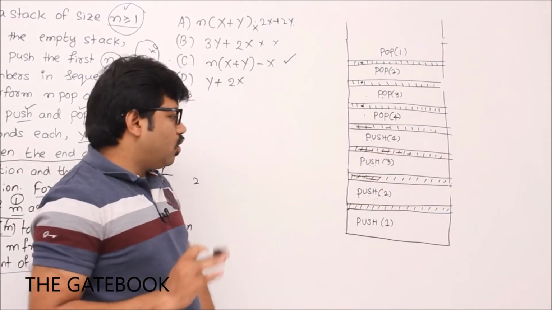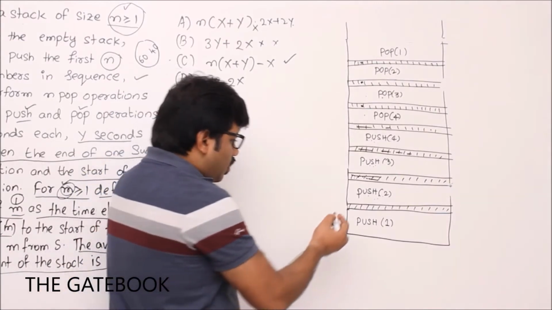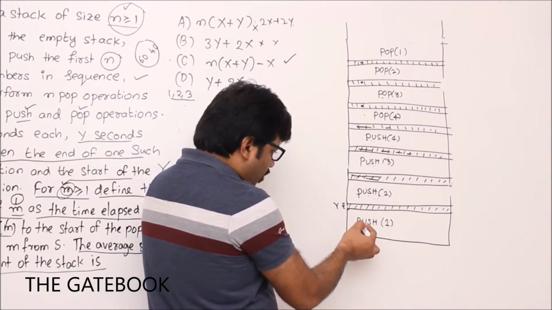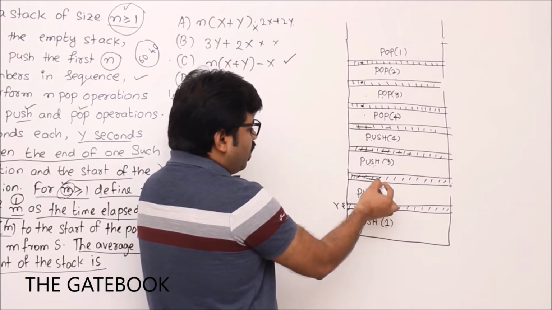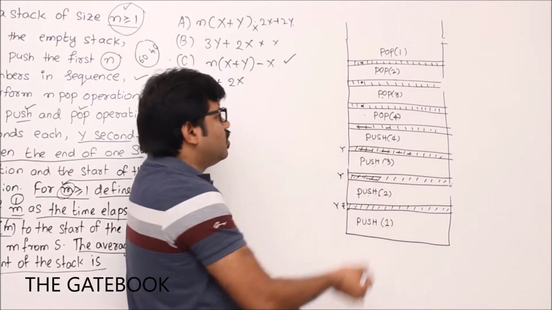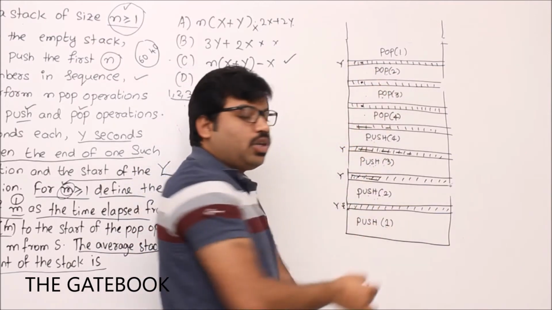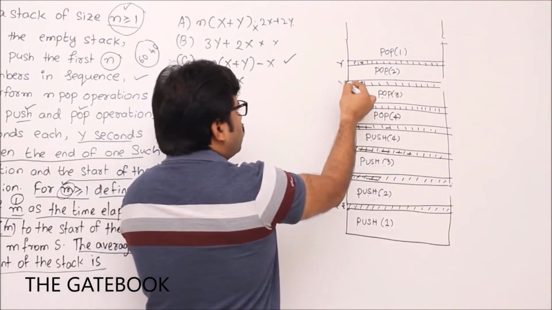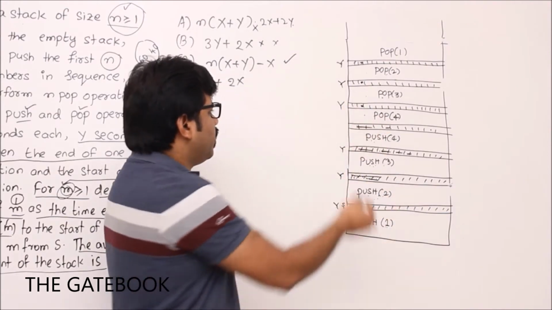Then I would like to share some parameters. Here, what is this one? This is y, correct? So I can say that this y is because of pushing element 1, okay? Similarly, this is because of pushing element 2, right? One more y. So this y is because of pushing 3. Similarly, what is this y? This y is because of popping 2. After popping 2, we should wait for some time. That's why it is y. In that way, this y is for popping 3, this is for popping 4. Okay, this is for pushing 4.